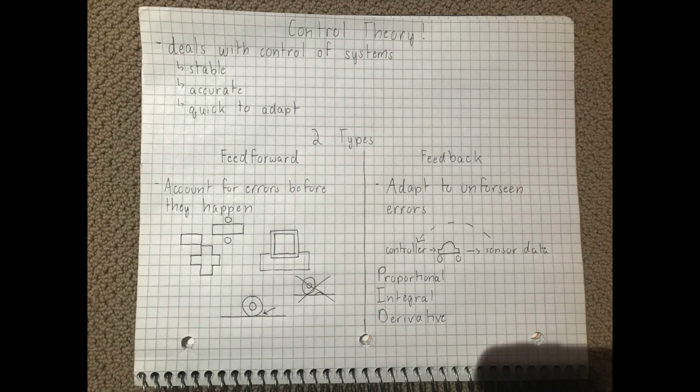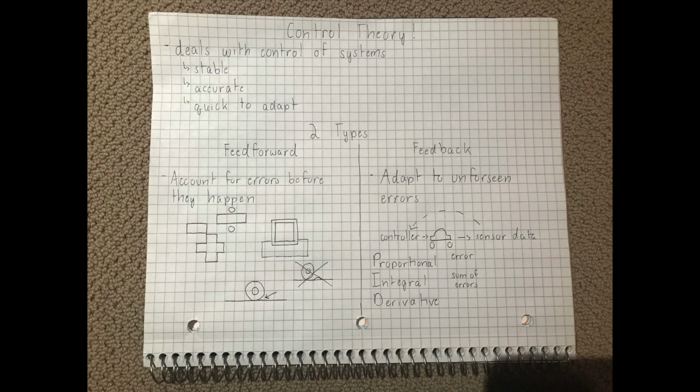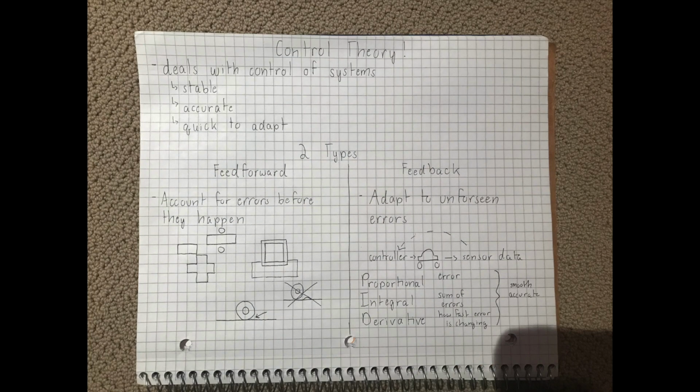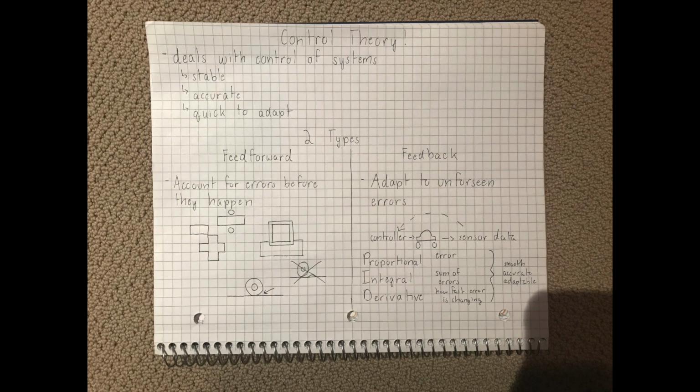This algorithm uses the error, the sum of the errors over time, and how fast the error is changing in order to make the system's movements smooth, accurate, and quick to adapt and go back to normal after encountering a disturbance. Now, let's go back to our car and see control theory in action.